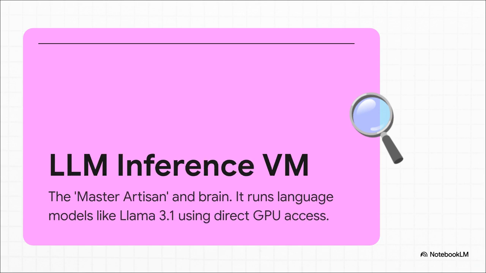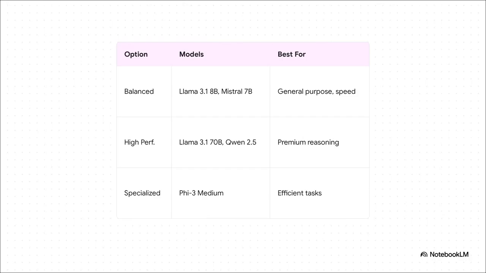Next, we get to the brain of the entire operation, the LLM Inference VM. And inference is really just the fancy term for the AI model doing its thinking and generating new text. This VM is the master artisan. It's where powerful models like Llama 3.1 live, and this is super important, it gets direct access to a dedicated GPU to do all the heavy lifting of analysis and script generation. And this is what's so cool.